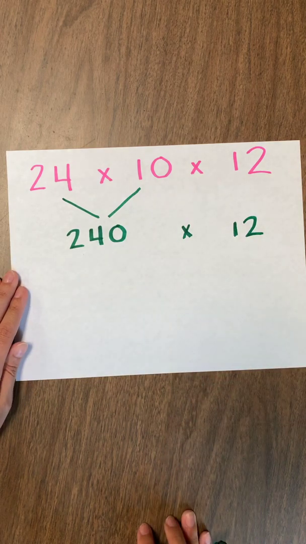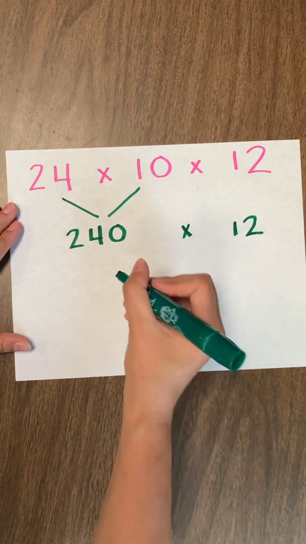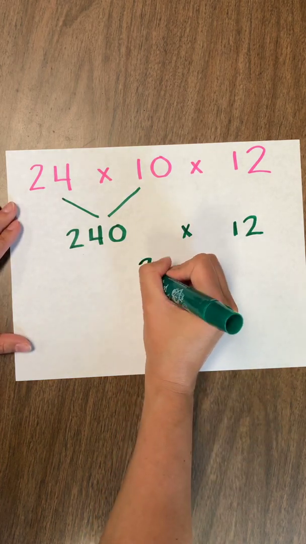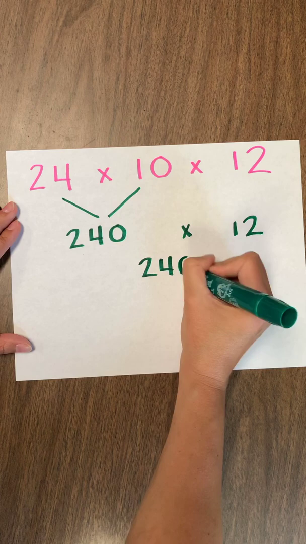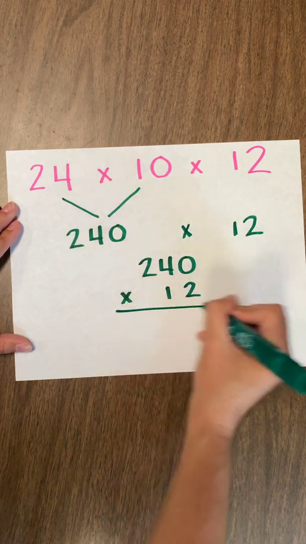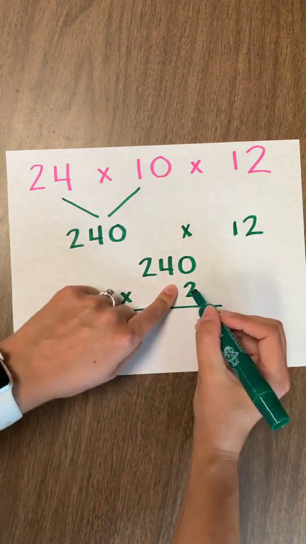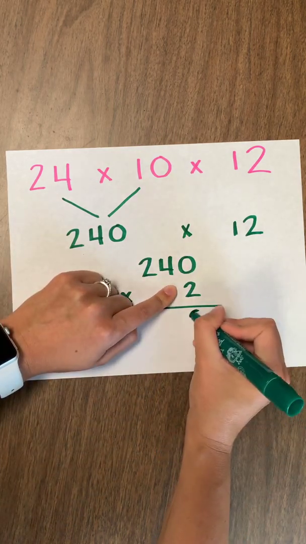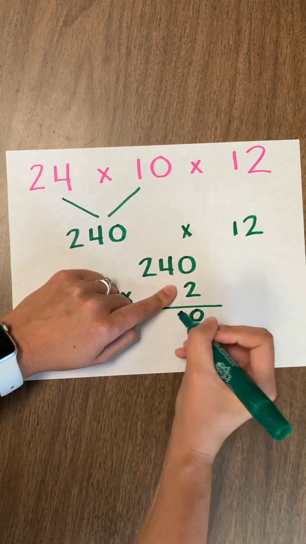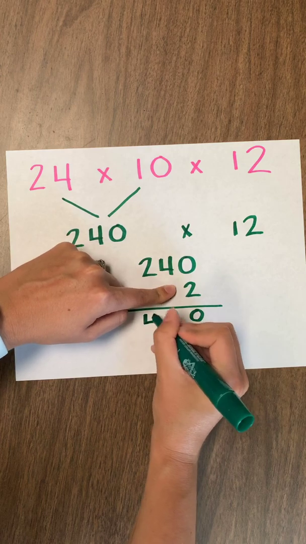Well, that's large multiplication that I can't necessarily do in my head. So I am going to stack it to make sure I don't make any errors. So 240 times 12. Okay, here we go. I'll cover up the tens place for now. 2 times 0 is 0. 2 times 4 is 8. And 2 times 2 is 4.